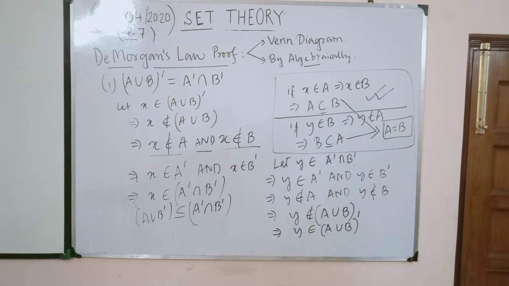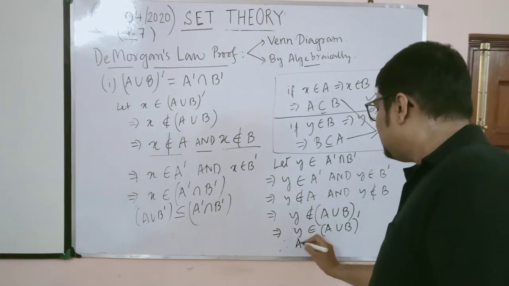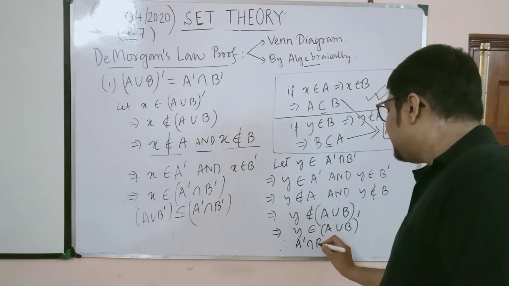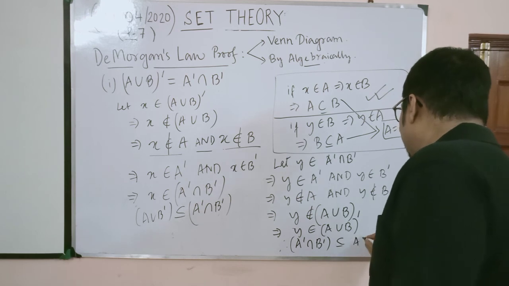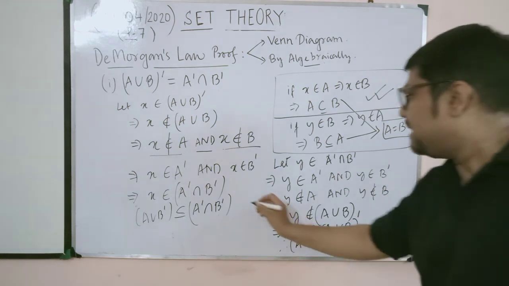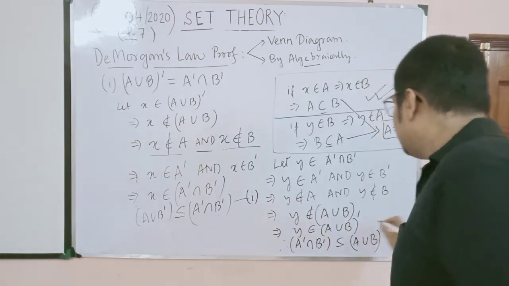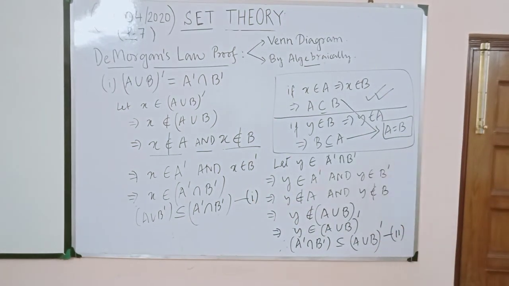That means we have reached the left hand side. Therefore this is a subset of this. So we can write A' ∩ B' is a subset of (A ∪ B)'. So we got both the parts. This is, say, part 1 and this is, say, part 2. So part 1 and part 2 both are done.